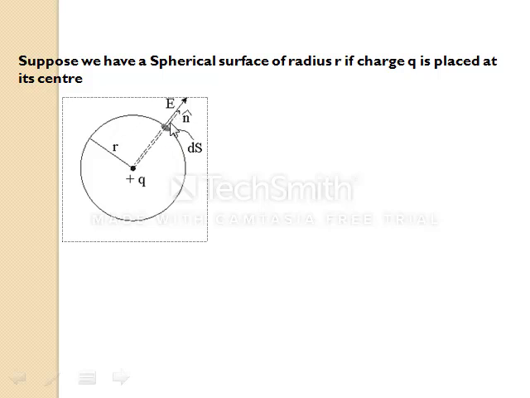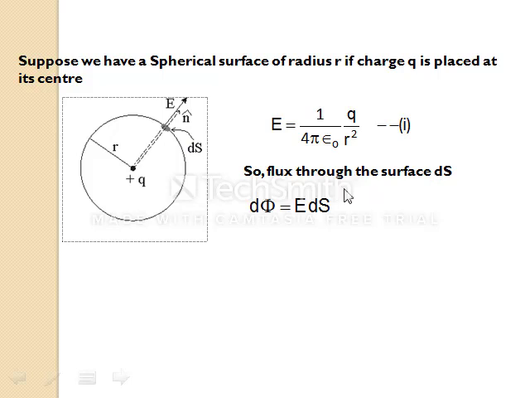Now the field E, its strength at every point on the surface will remain same, and the strength of this field is kq by r square. So let's write the field. This is the field. Now proceed for calculation of flux through this ds. We know the formula for flux: E ds cos theta, theta being the angle between electric field and normal. This is 0 over here. Both are in the same direction. So flux through the surface ds is E ds, and cos theta becomes cos 0, which is 1.